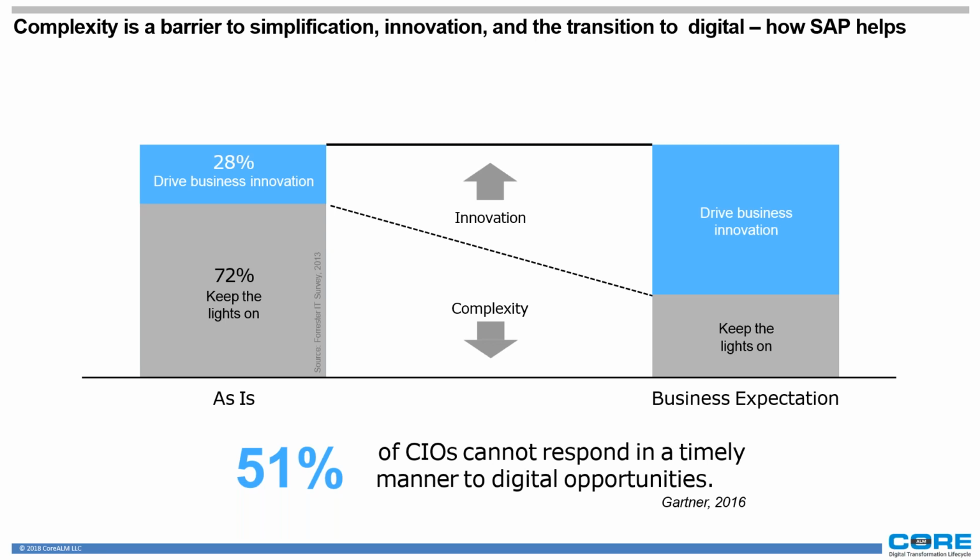So the goal for SAP and a lot of companies out there is to help you really tip the scales and give you some of the time back from keeping the lights on, by automating certain processes, by being proactive, and allowing you to focus more on business innovation. And as we can see, more than 50% of CIOs really cannot respond in a timely manner to digital opportunities that are out there.